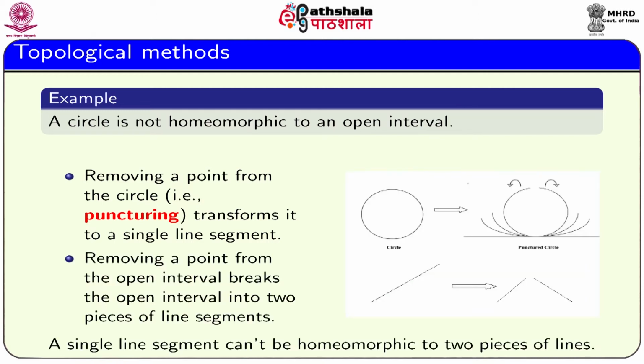A single line segment is a space with only one component. In topological terms, this is what we call connectedness. This line segment cannot be homeomorphic to two pieces of lines, that is, a space with two components. In topological terms, what we say is that the space is disconnected with two components. And consequently, the original figures are not homeomorphic.